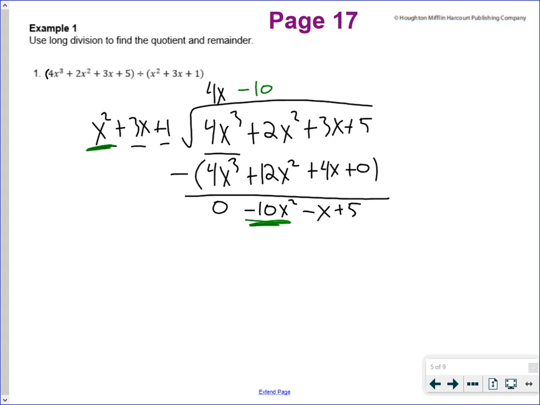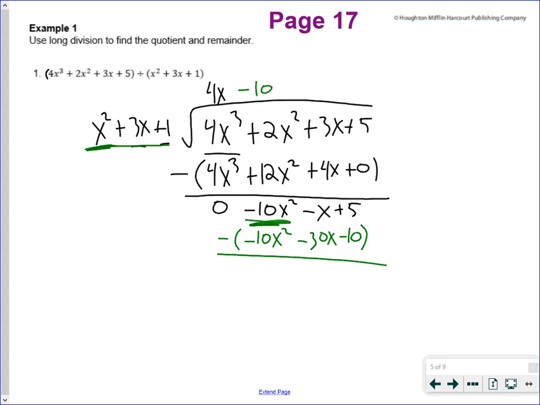So we're going to do the same thing: take that negative 10, multiply it by the divisor, and put it underneath our other polynomial. So negative 10 times x squared is negative 10x squared. Negative 10 times positive 3x is negative 30x. And negative 10 times positive 1 is negative 10. And we're going to subtract the first polynomial minus the second one.